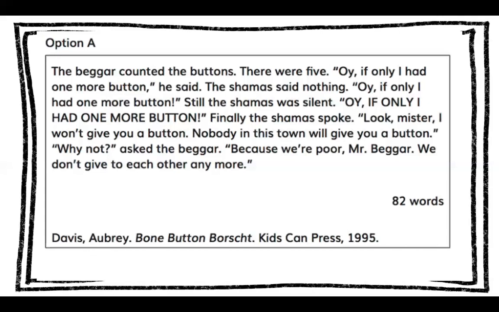How about an interjection? So we learned that an interjection was like a sound like wow or bang or maybe like oi. Oi would be an interjection because he's making a sound. He's like, oi, if I only had one more button, right? That is an interjection.